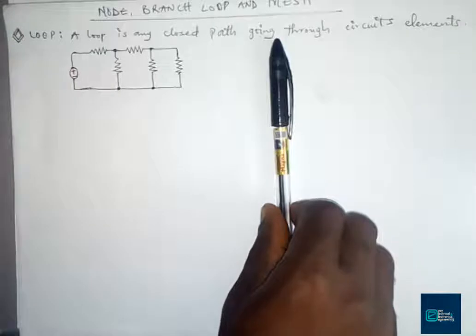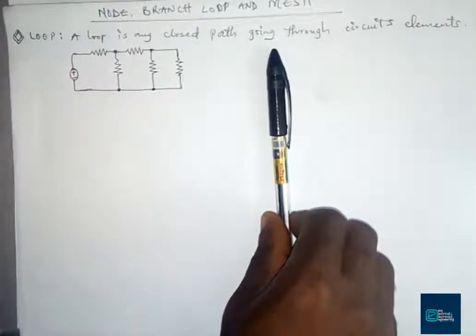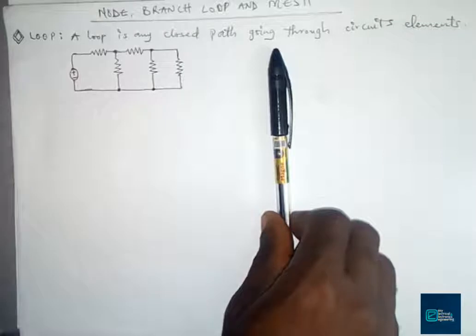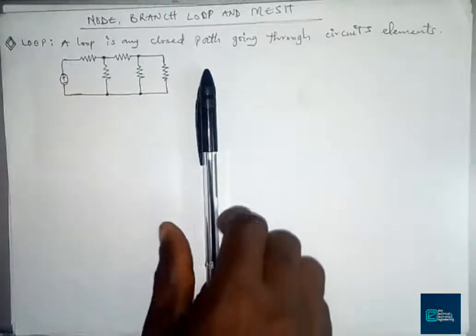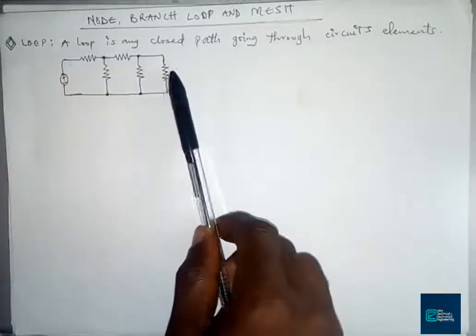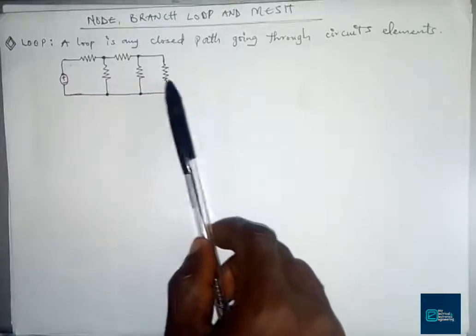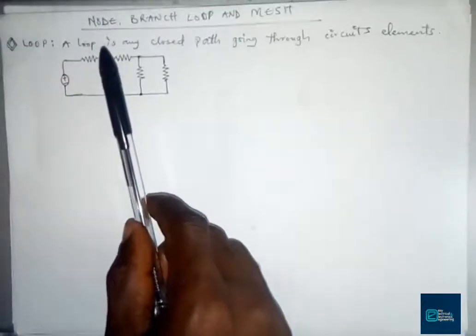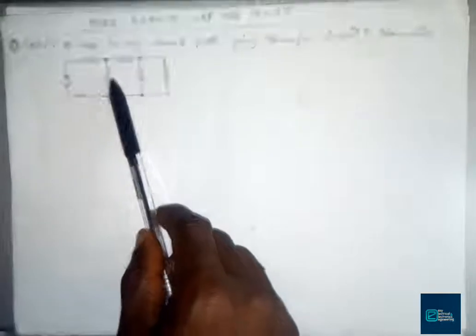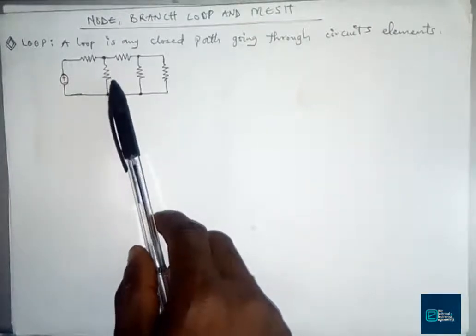Another thing we're going to be looking at is a loop. A loop is any closed path going through circuit elements, or you can say a loop is a complete current path where current flows back to the start. To achieve this, we have to select any node from the circuit as a starting point and draw a path through elements or nodes until the path comes back to where it started. That is how to form our loop.